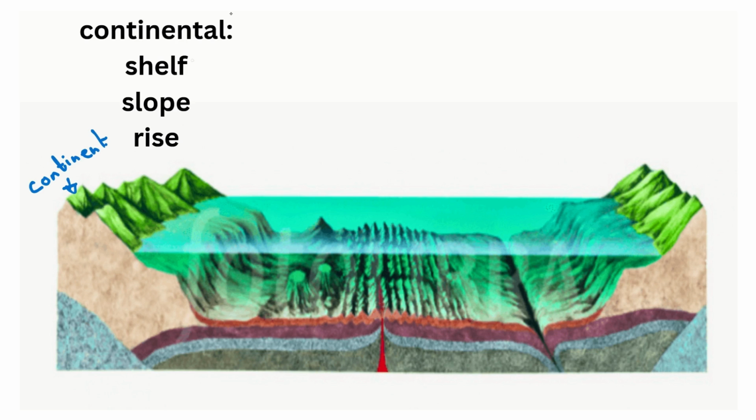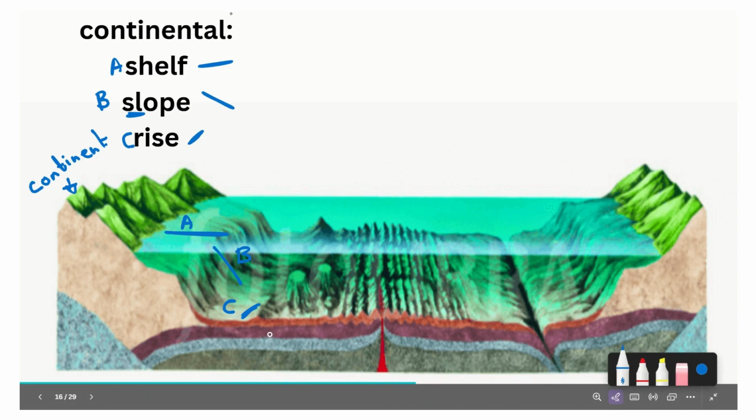Let's talk about the shape of each. Continental shelf is this flat piece of land that starts here as we just start to go in the water. Then it goes down, and when it goes down, I call it continental slope, like a slide. Sometimes it goes up again. When it goes up again, I call it continental rise.